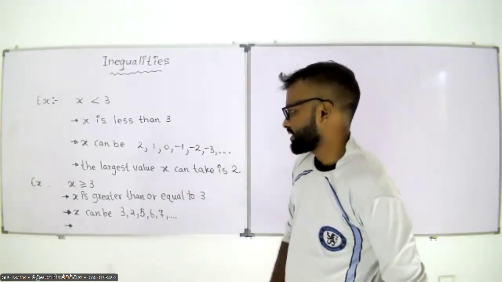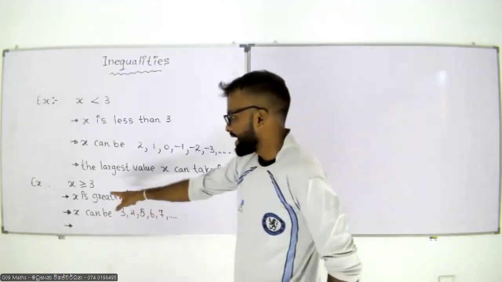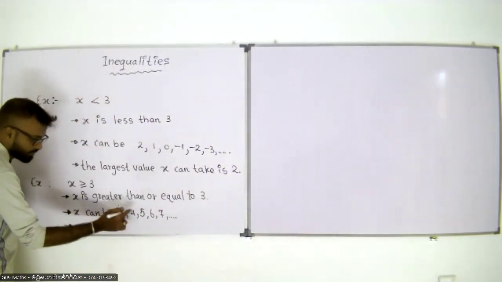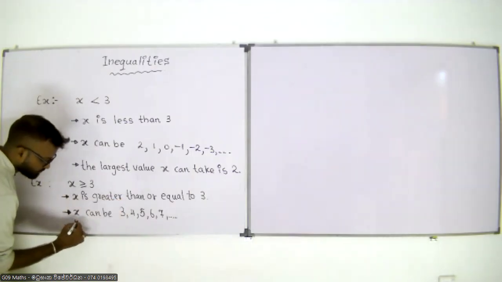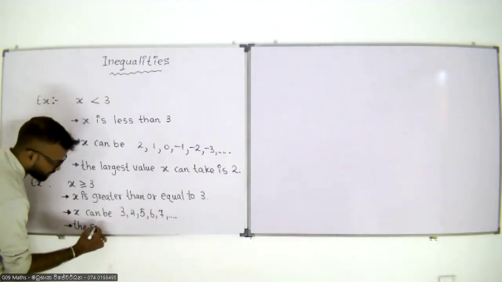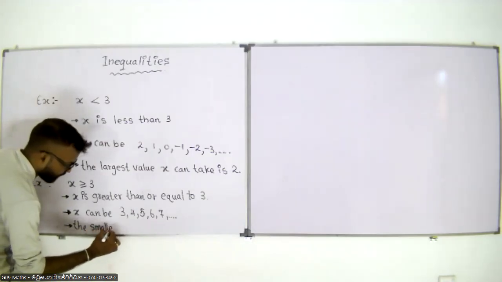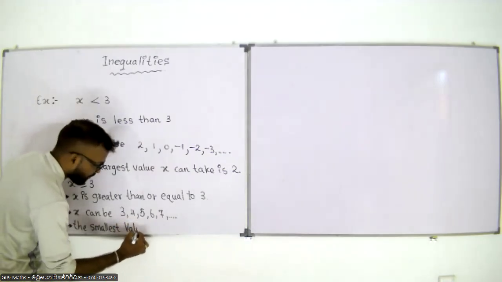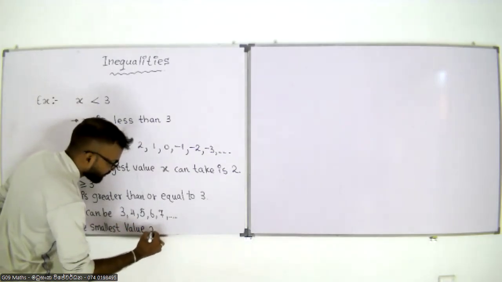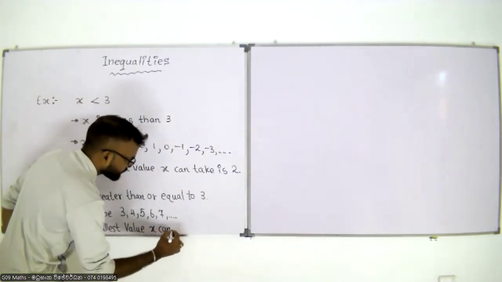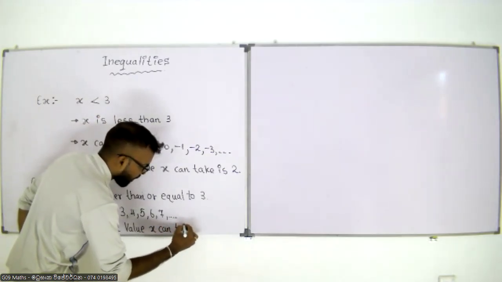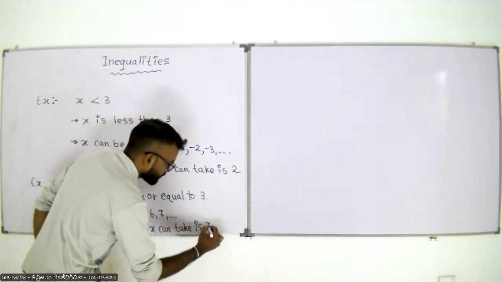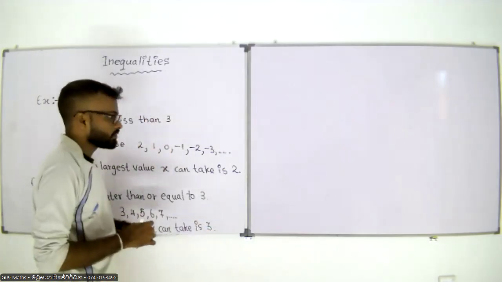Okay, so yes, your answer is correct. The smallest value that x can take is number 3. So write it: the smallest value x can take is number 3. Right?